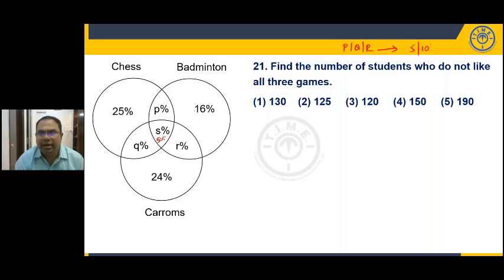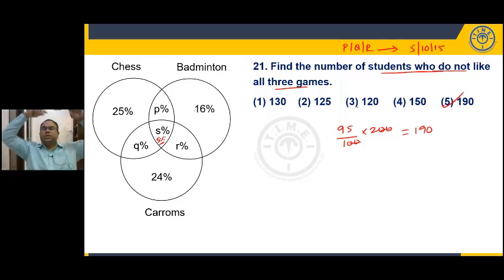P, Q, R are 5, 10, 15, anything. Find the number of students who did not like all three games. How many like all three games? 5%. How many did not like? 95%. 95% of 200, 95 into 2, 190.